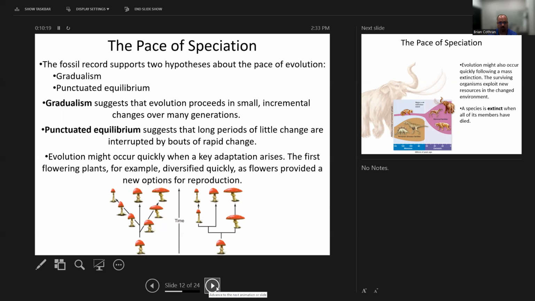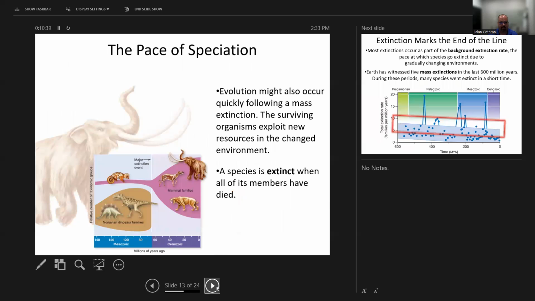It's again over a long period of time, but that punctuated equilibrium can be brought on by some stressors that we talked about before, like the founder effect, where you have a small group that seeds an area. You might see more changes in that respect, or a bottleneck effect, or there are ecological factors that can make this happen. And it might also occur quickly following a mass extinction, which again we said was something that could really change the environment here. And of course, a species is extinct when all of its members have died.